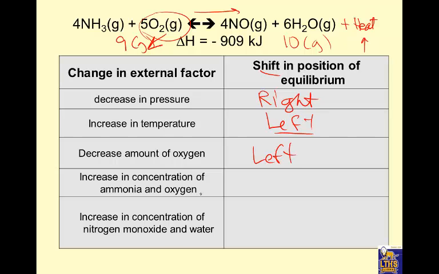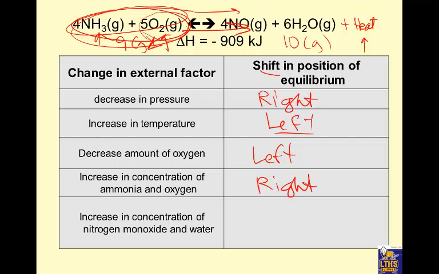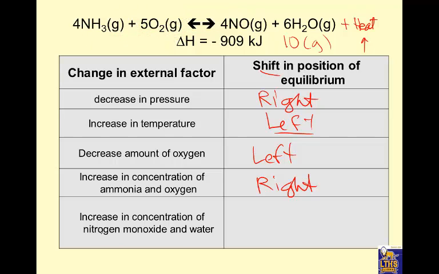Increase the concentration of ammonia and oxygen. More of this and more of this. Stressed out. Shift away. So it's going to shift right to relieve the stress. Okay, increase concentration of nitrogen monoxide and water. I said carbon monoxide, but it's nitrogen monoxide. So increase this and increase this. More of this, shift away. So it's going to shift left to decrease that stress.